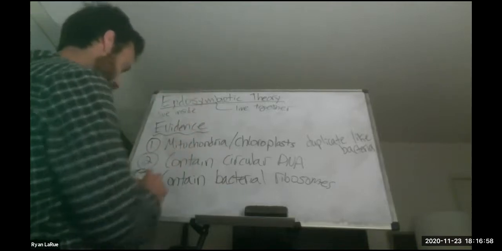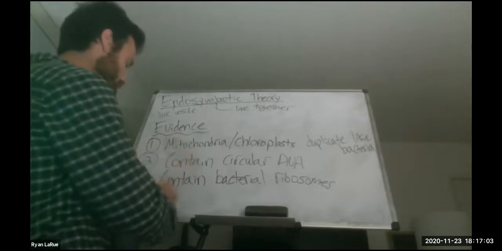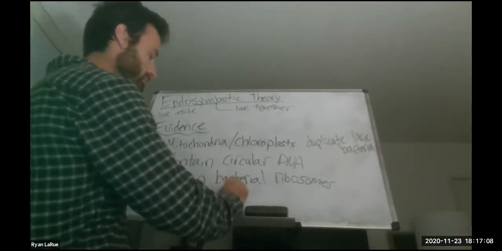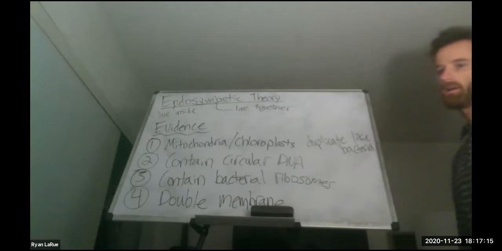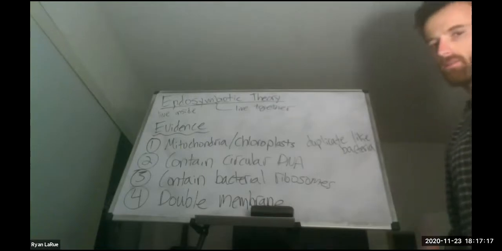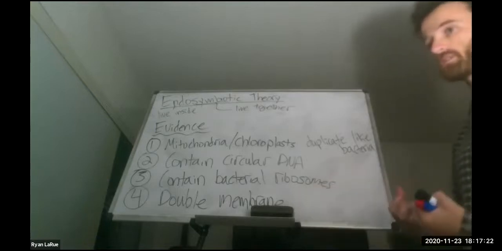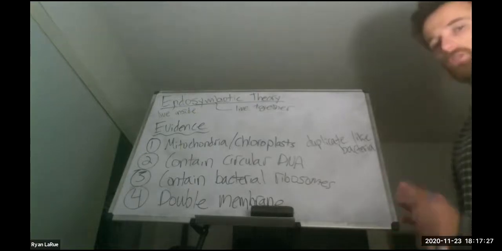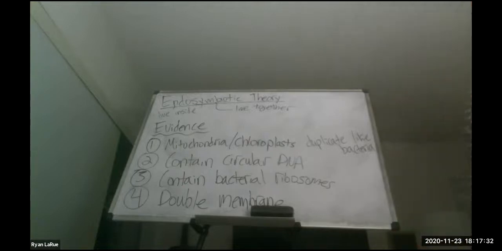Okay, and then something else we learned. You guys know this. Mitochondria and chloroplasts have a double membrane. They have two membranes. Now, why would that be indicative of these bacteria that were engulfed, taken up by another prokaryote? I'll show you. Just a second.